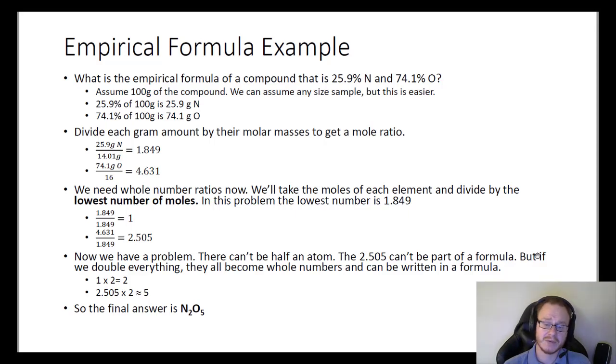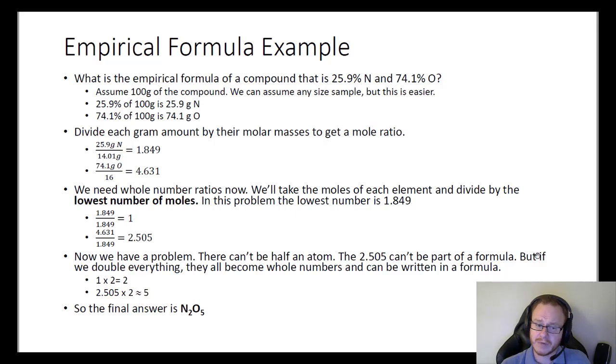I can't compare grams. Most of us know this by now. I can only compare moles. So I'm going to divide both of these grams by their molar masses. Nitrogen has a molar mass of 14.01 and oxygen has a molar mass of 16. This will get me the number of moles for each, 1.849 and 4.63.